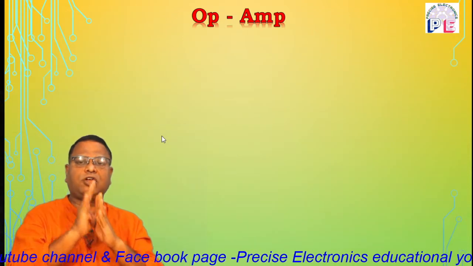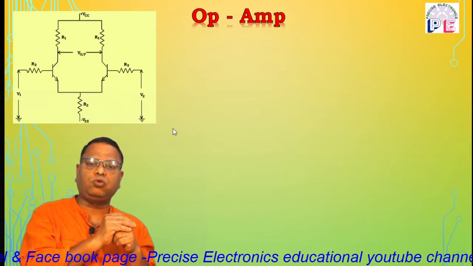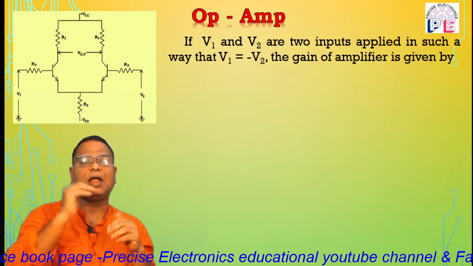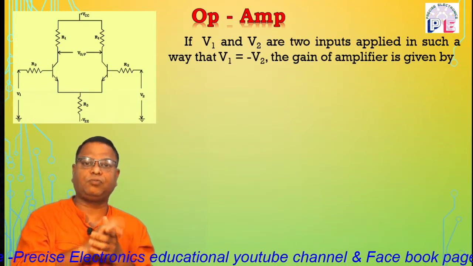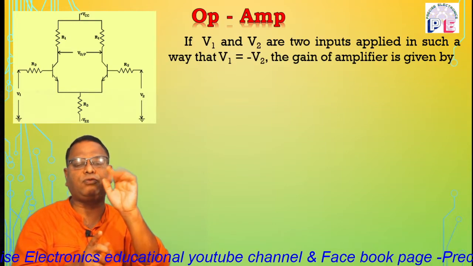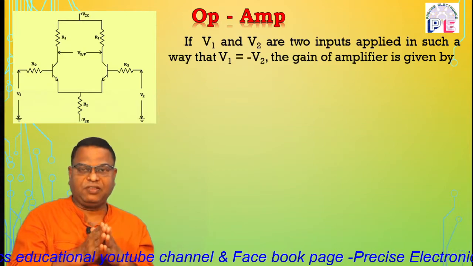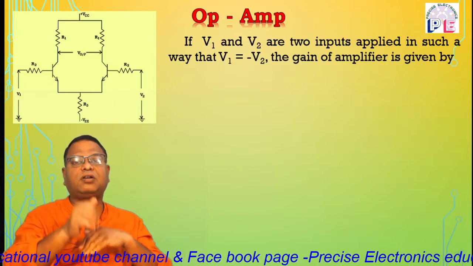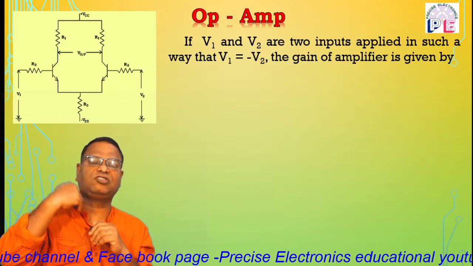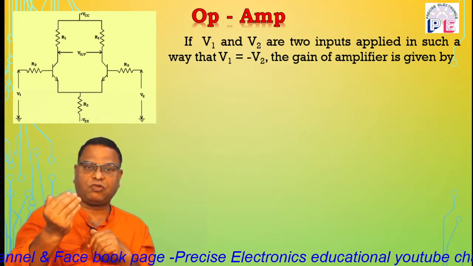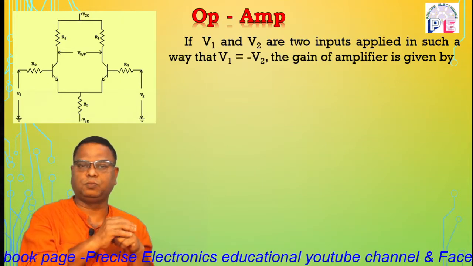Now we are going to find out the expression of gain. If V1 and V2 are two input voltages applied to the bases of transistors T1 and T2 in such a way that V1 is equal to minus V2, that means the magnitude is the same but the sign is different. V1 is positive, V2 is negative. So obviously transistor T1 conducts faster, more heavily than transistor T2.